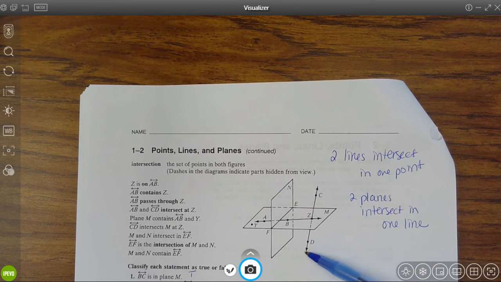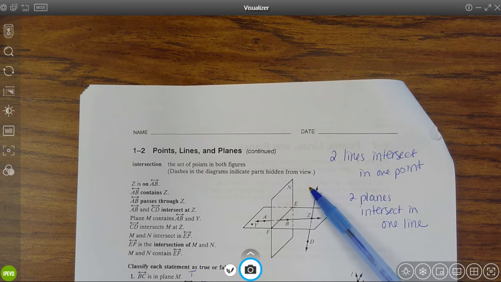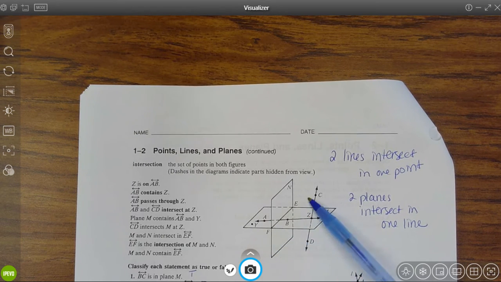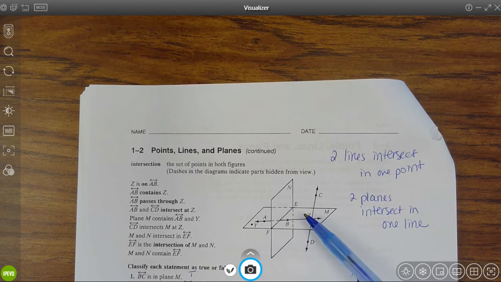So that's like a pen going through a sheet of paper. It's only touching at that one point. The next 2 are basically saying the same thing. Plane M and plane N intersect at line EF because the planes go on forever in all directions. Plane N would continue this way, plane M would continue this way. So that's why they intersect in line EF, because there would be other points extending where they touch at. And plane M and N contain line EF because EF has all of its points in both of those planes.